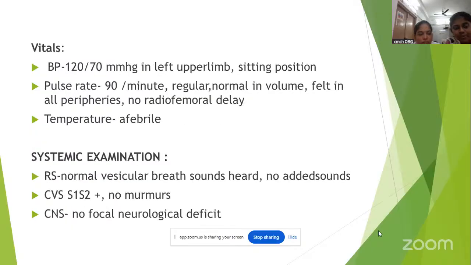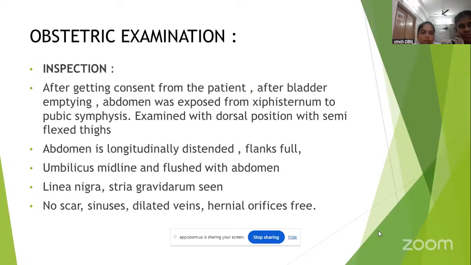Gait is normal. Vitals: BP 120/70 millimeters of mercury in left upper limb in the sitting position. Pulse rate was 90 per minute, regular, normal in volume, felt in all the peripheries, no radiofemoral delay. Temperature, afebrile. On systemic examination, CVS: no murmurs. RS: normal vesicular breath sounds with no added sounds. On CNS examination, no focal neurological deficit.